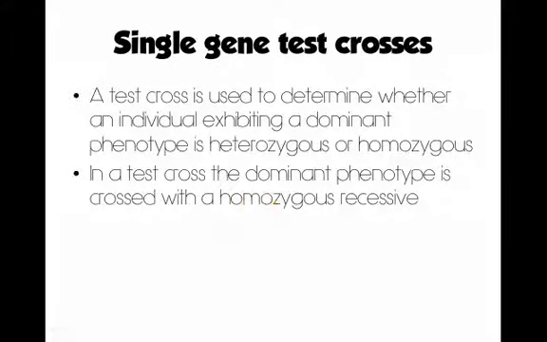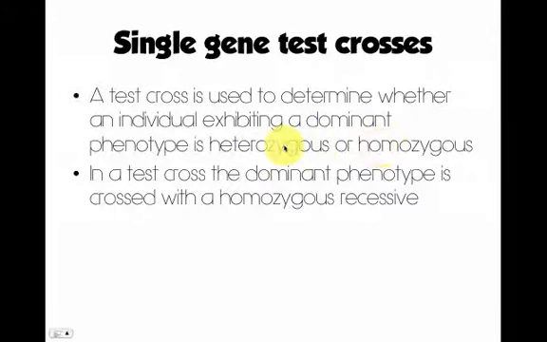Now, test crosses is another thing that appears quite a bit. And when we're looking at a monohybrid cross, a test cross is used to determine whether an individual exhibiting a dominant phenotype is heterozygous or homozygous. Because remember, with the tongue rolling example, if you can roll your tongue, you could be heterozygous for that trait, so capital T, little t, or you could be homozygous dominant for that trait, so capital T, capital T. What a test cross enables you to do is actually determine if your genotype is heterozygous or homozygous.